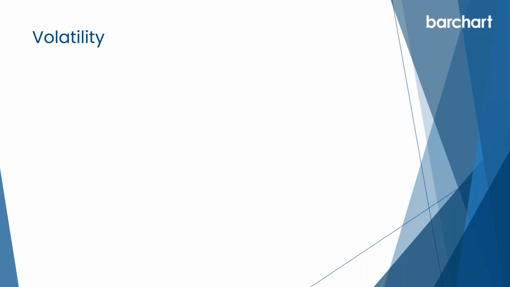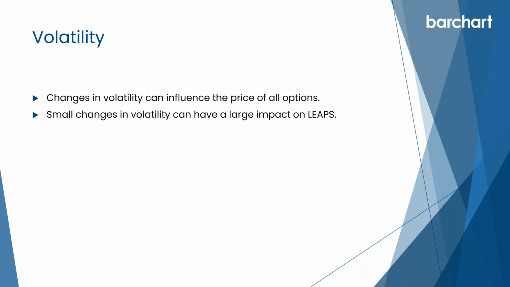So if you asked me about volatility, I would say it's probably the second most important factor next to the price of your underlying stock. Changes in volatility do influence all options, but small changes in volatility can have a huge impact on our LEAPS. And again, the theory behind pricing is that the longer the term, the option always has a higher vega, in other words, a higher sensitivity to volatility when compared to options with less time.